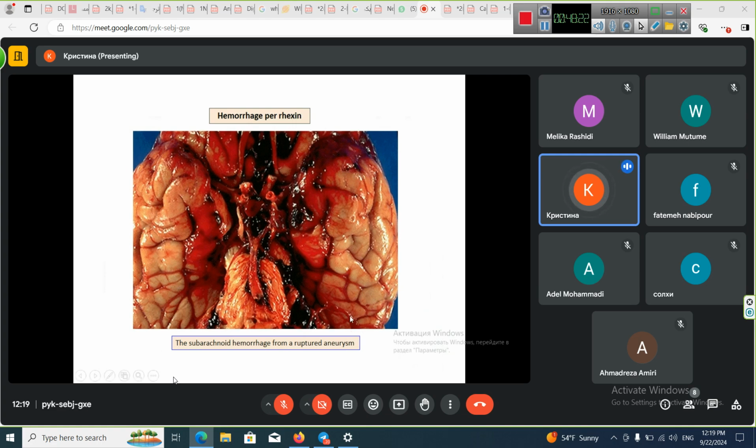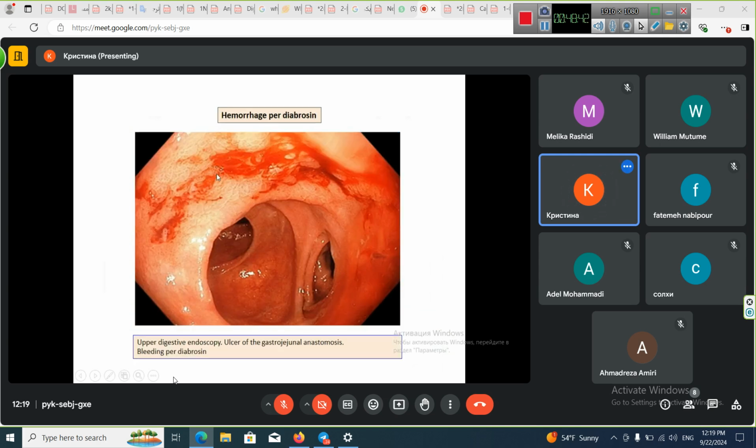You see some blood vessels here. And somewhere we had the rupture of such a blood vessel, and the blood came into the subarachnoid space between pia mater and arachnoid. So we see here a lot of blood. Here we see hemorrhage per diabrosin. This is just the thing that I was talking about a minute before.